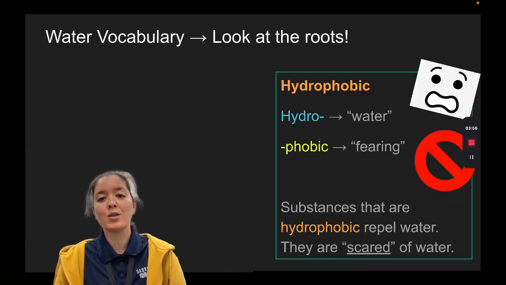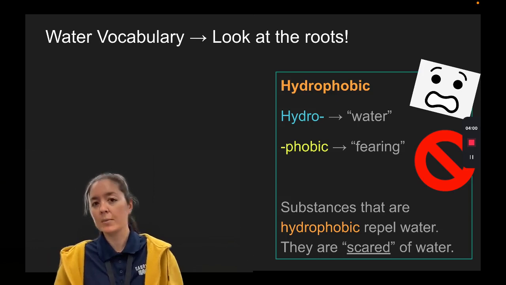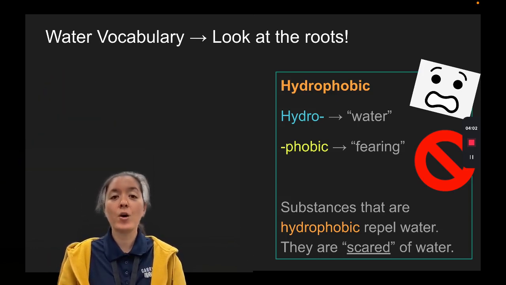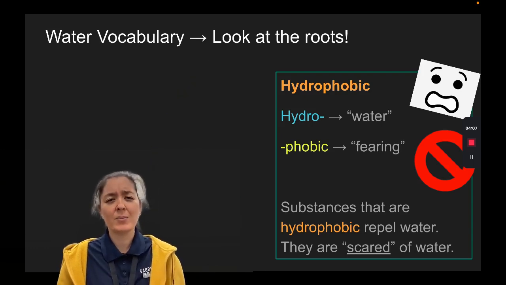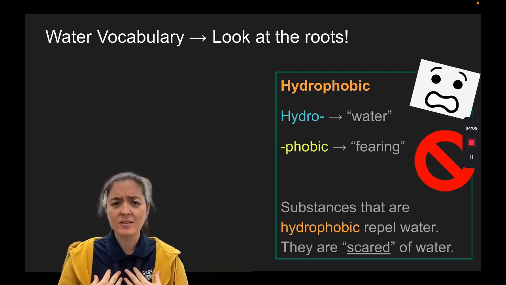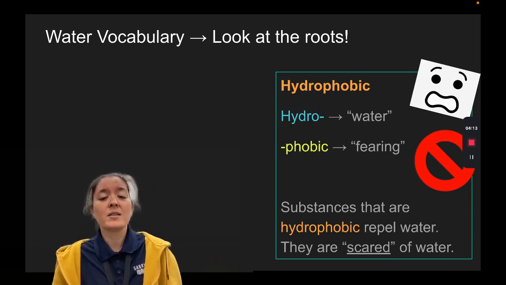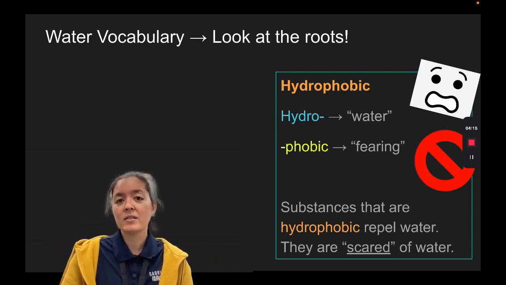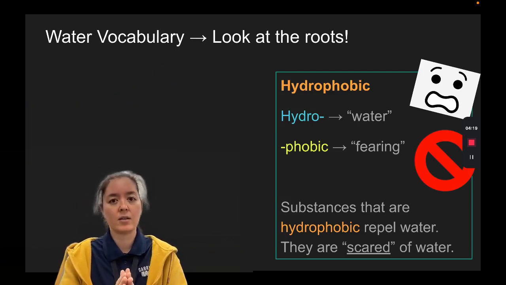The other term is hydrophobic. Again, hydro means water, so we're talking about water molecules here, and phobic means fearing or it's scared of. And if you think about if you are scared of something, you want to stay away from it. You don't want to go over there. So substances that are hydrophobic do not like water. They are scared of water, so they don't stick together.